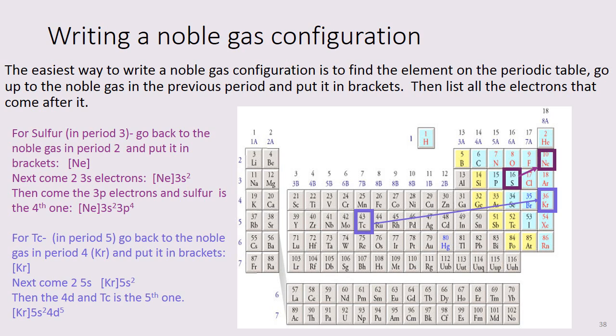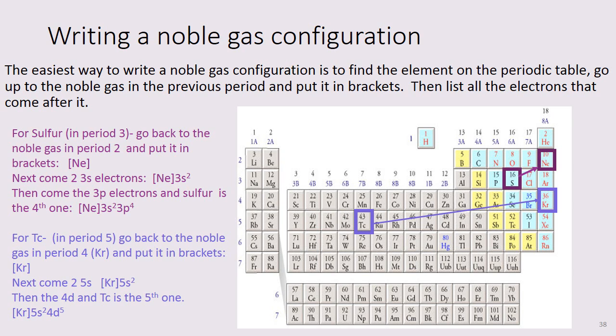So find sulfur, which is element 16. It's in that purple box, or sort of a dark magenta box. What you want to do is look at the noble gas on the row above it, because that is the last completed shell. So notice that for sulfur, neon is the noble gas that's complete. So sulfur has electrons past neon, but we put neon in brackets.